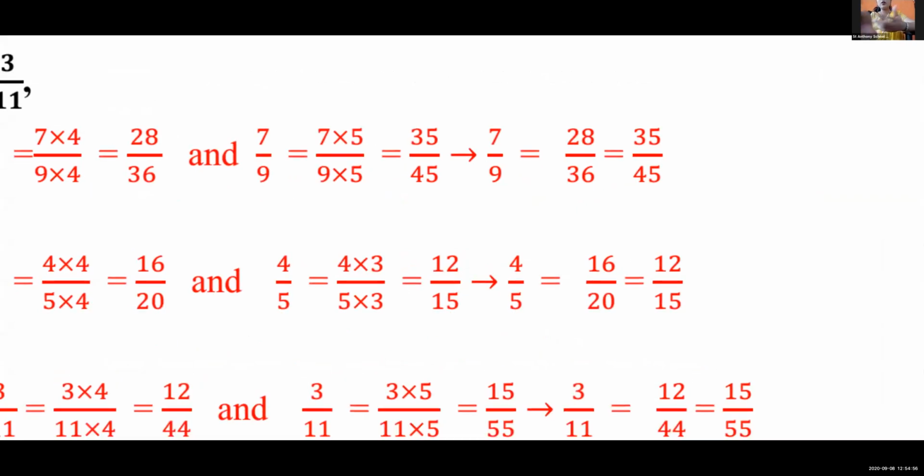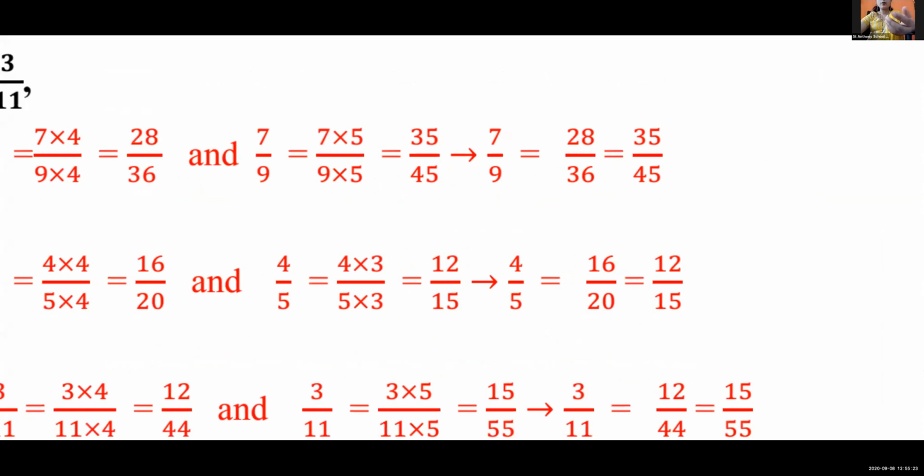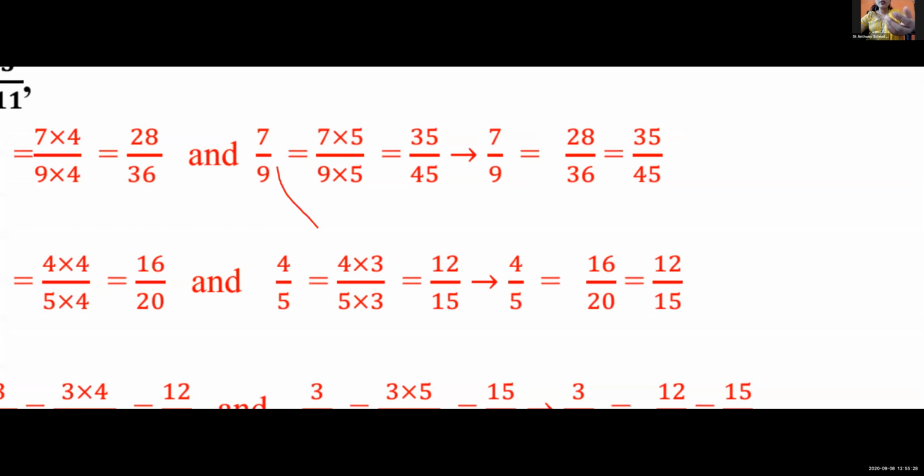7/9. So here we multiplied by 4. Now here we multiply by 5. So 7 5s are 35 and 9 5s are 45. So 35/45 is also an equivalent fraction for this 7/9. So which two equivalent fractions did we get for 7/9? 28/36 and 35/45. You can take any number. आपको जो पसंद आए वो नंबर आप ले सकते हो. Understood student?